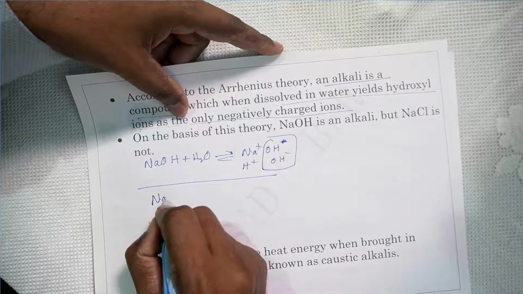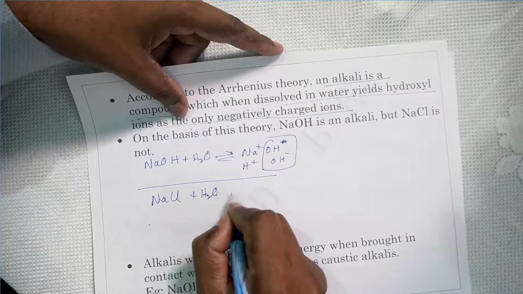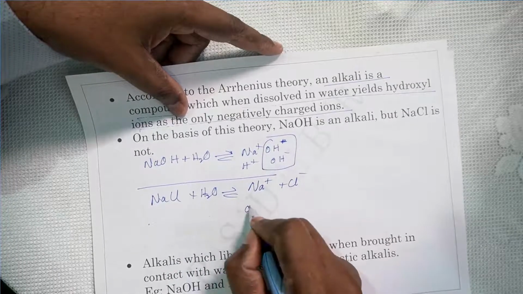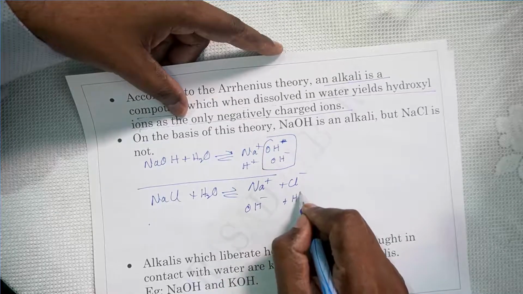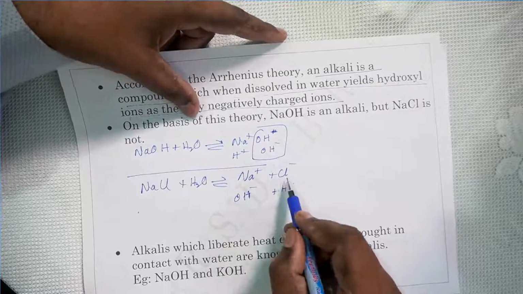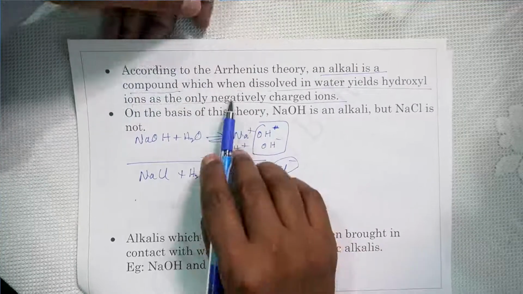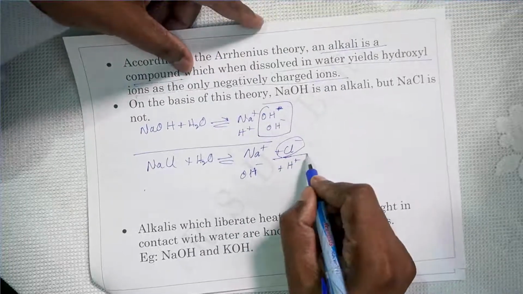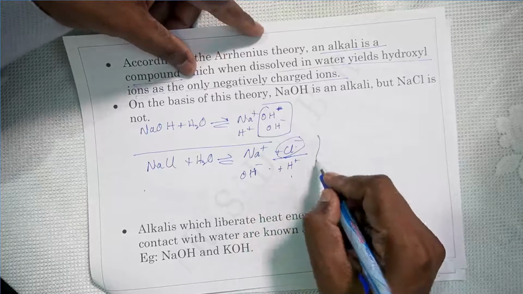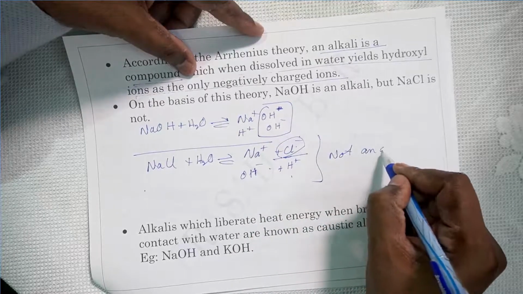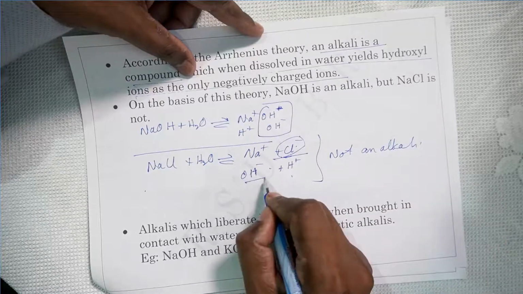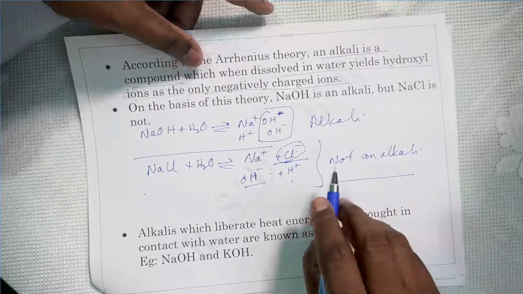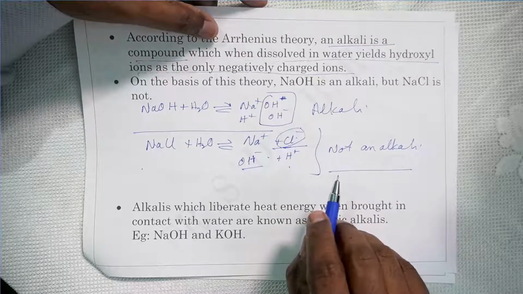If you take NaCl plus H2O, it will give Na+ ions, Cl- ions, OH- ions and H+ ions. Now Cl- is another negative ion. The definition says hydroxyl ions as the only negatively charged ions. Since chloride ions are also formed as another negative ion, this is not an alkali, even though hydroxyl ions are produced. Sodium hydroxide is an alkali, sodium chloride is not an alkali because it produces another negatively charged ion.